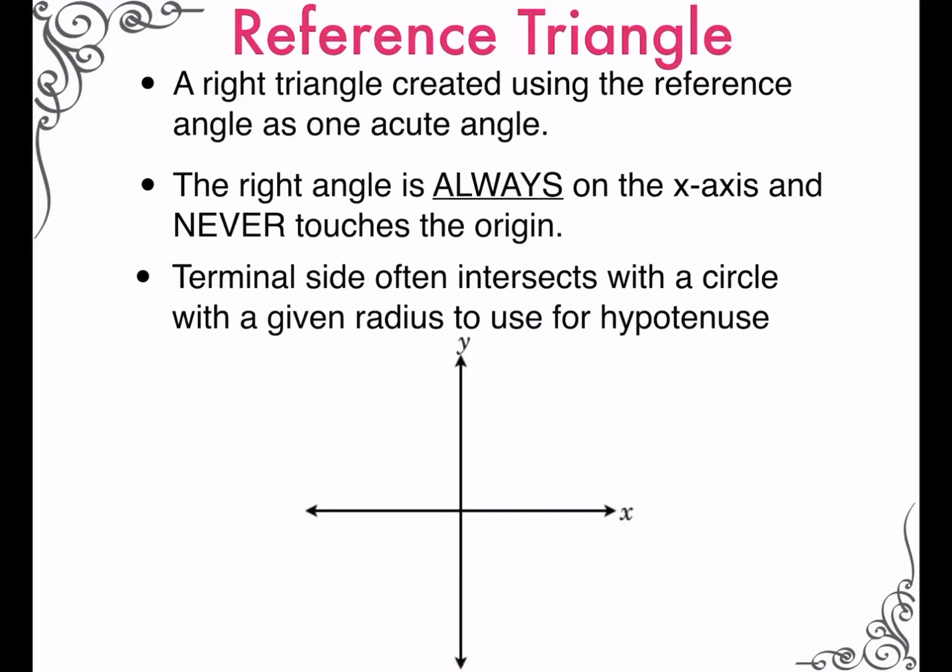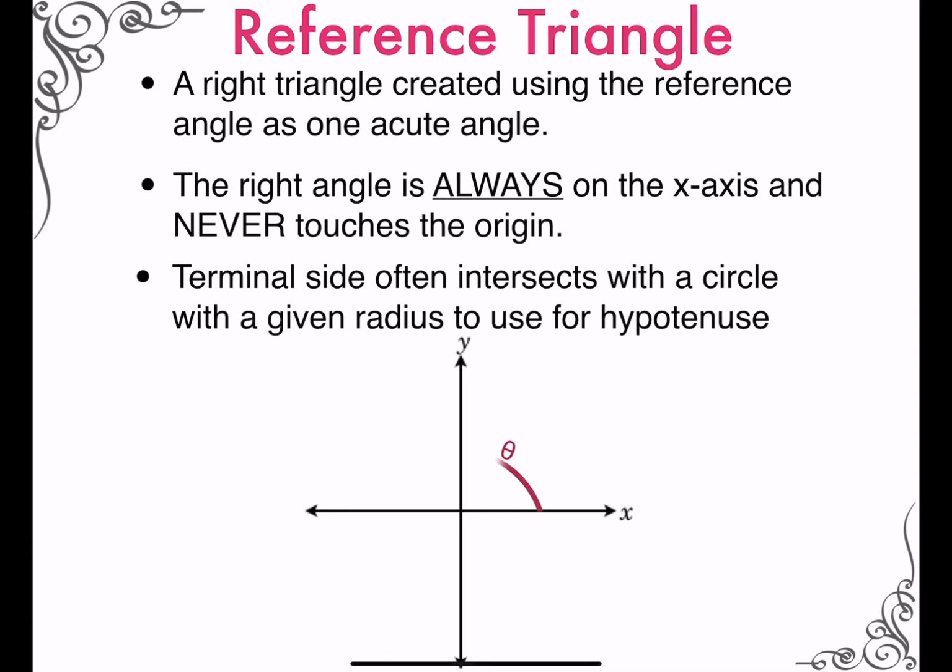All right, so a reference triangle is a right triangle created using the reference angle as one of the acute angles. The right angle is always on the x-axis, and it never touches the origin. That's something that's going to be very important, and you'll see it when we draw the triangle. The terminal side often intersects with a circle with a given radius to use for a hypotenuse. And sometimes we'll see this, sometimes we won't.